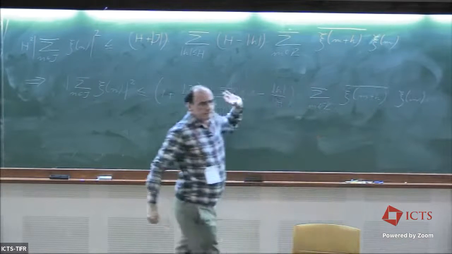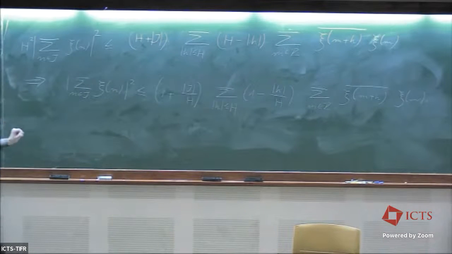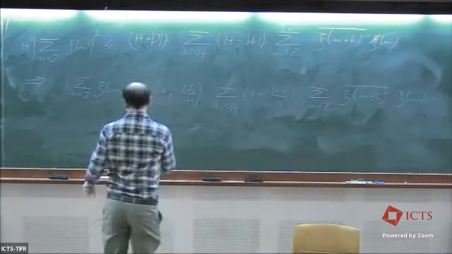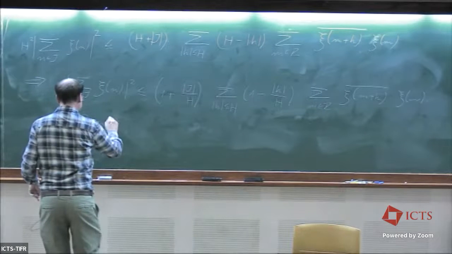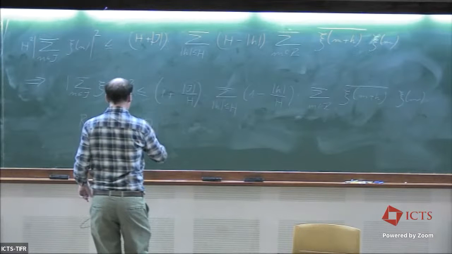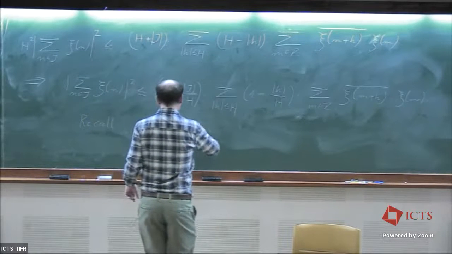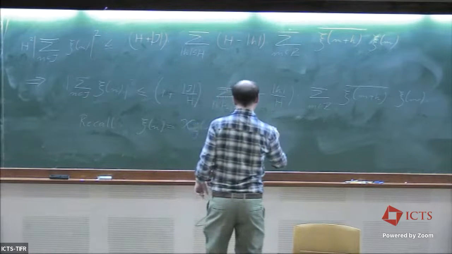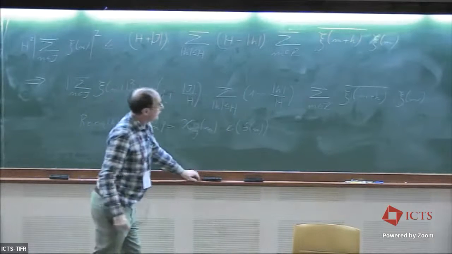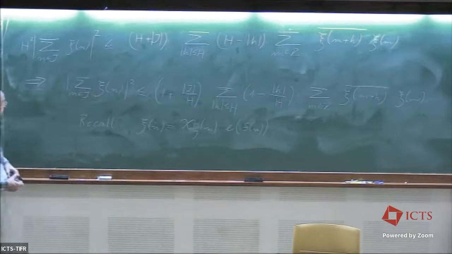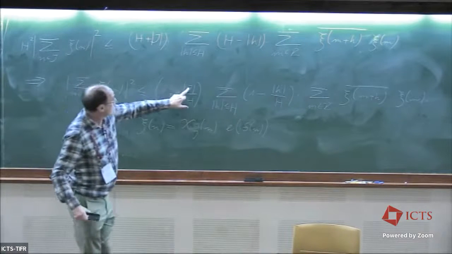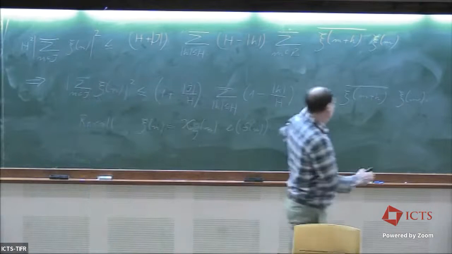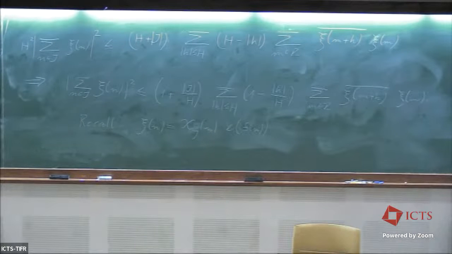All right. So now we just need to plug in the original function and see what we get. So recall, psi of n is the characteristic function of n times e of fn. So now assume interval length is greater or equal h. Then what we get from this is the following.